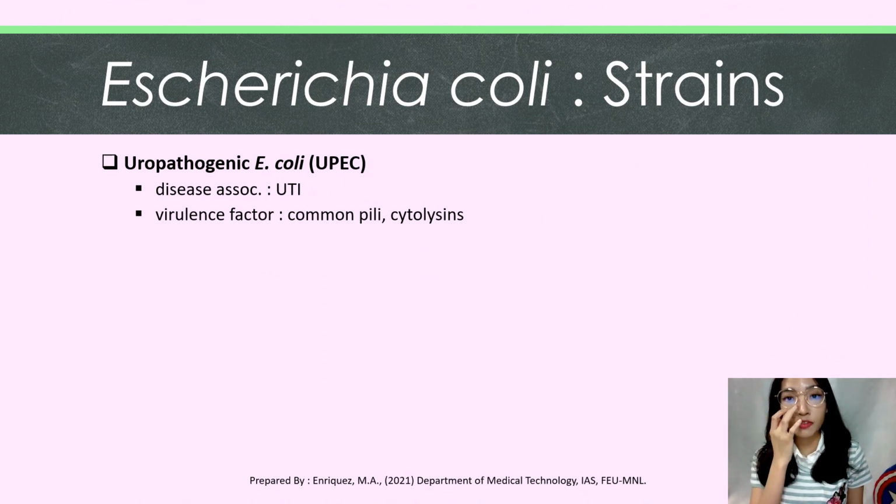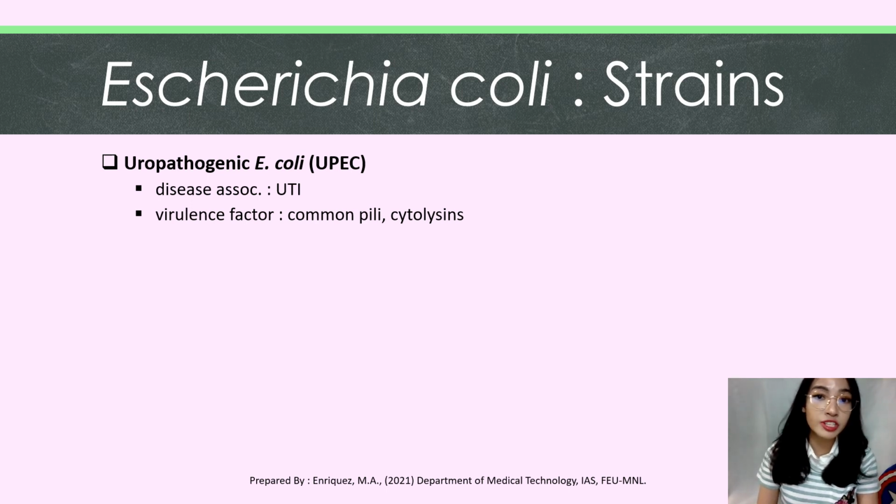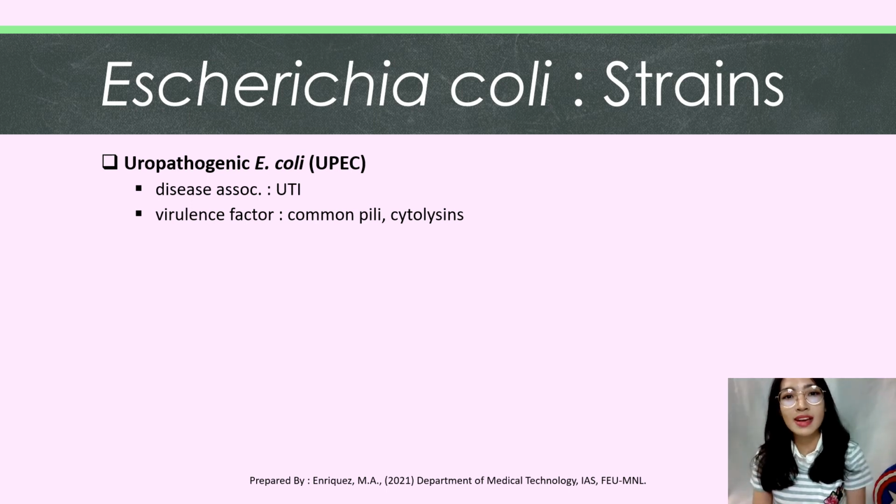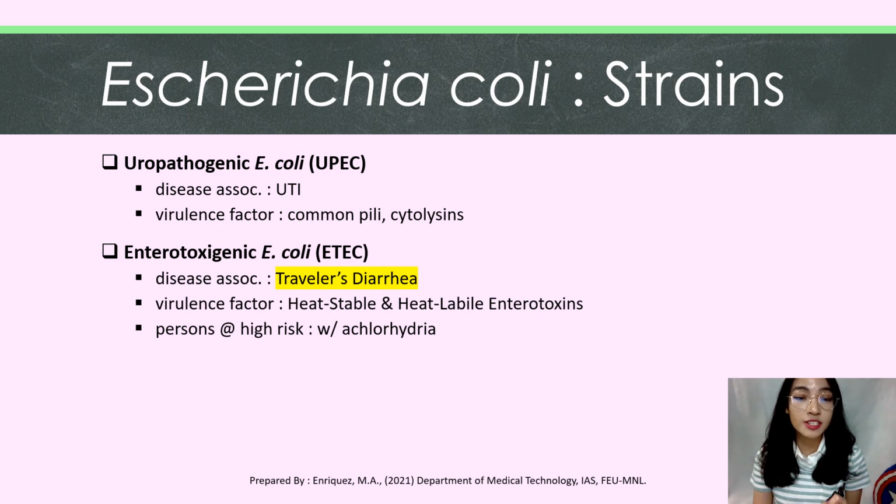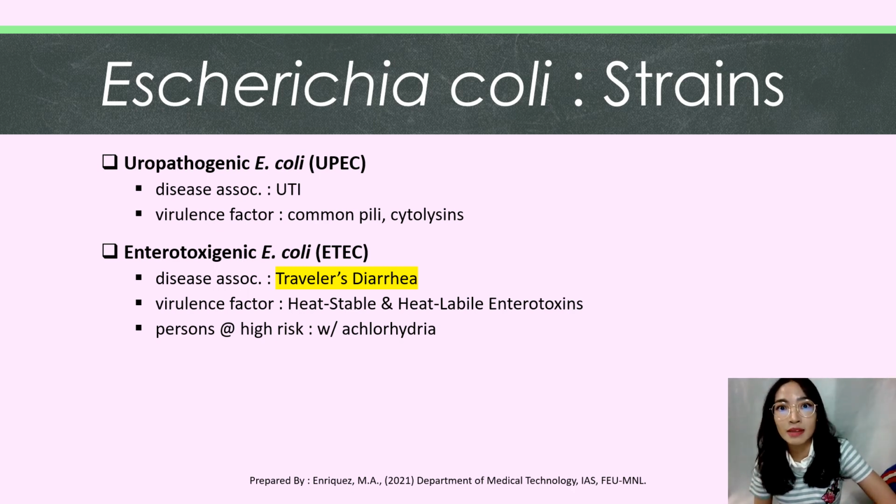Let's now discuss the different pathogenic strains of Escherichia coli. First up is the uropathogenic E. coli or UPEC, and this is the most common cause of urinary tract infections in humans. UPEC possesses a type 1 fimbriae which adheres strongly to the urinary tract of the host, making it very difficult to wash out simply by urination. Next is the enterotoxigenic E. coli, or ETEC for short. So this has been associated with what is known as traveler's diarrhea. So nabanggit po natin kanina, di ba?